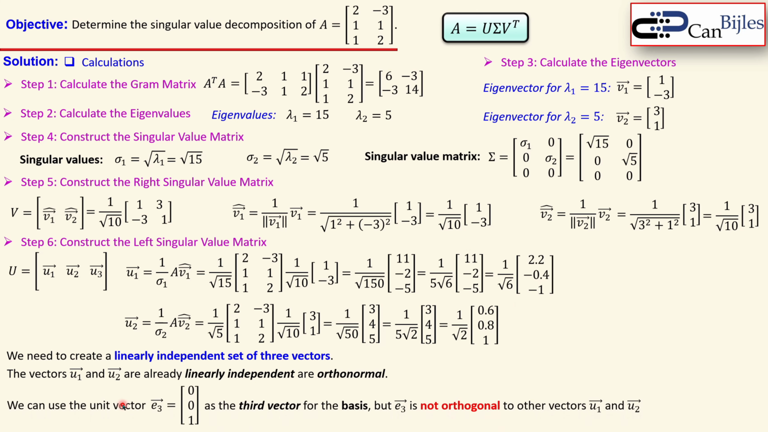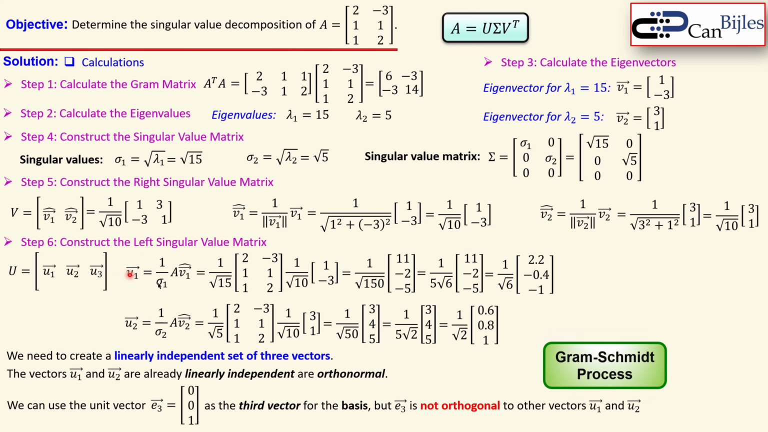Now we can use the unit vector in the z direction, 0, 0, 1, as a third vector for this basis we need to make, but this is not orthonormal or orthogonal to u1 and u2. So we need to make that also orthogonal to the other 2 vectors. So how do we do that?